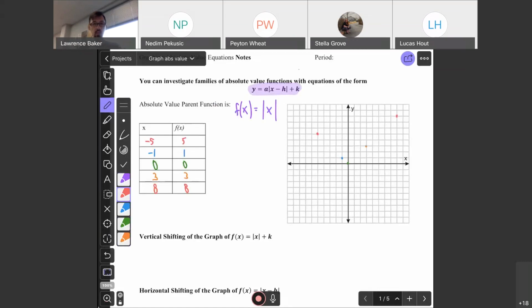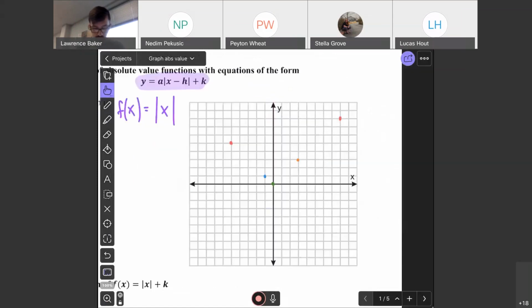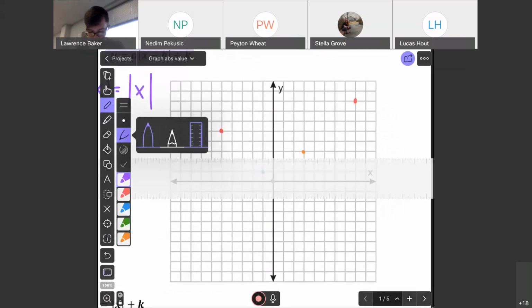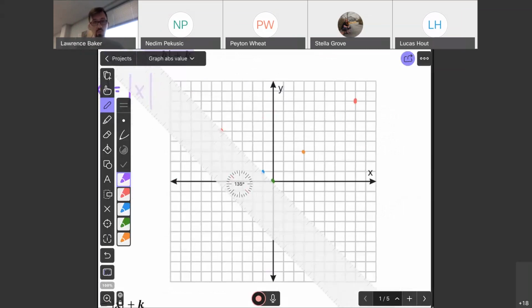To get an idea of what that function looks like, we should remember that absolute value looks like a V. So as I connect those points, we draw a nice hard V, like it's got a nice hard point on it. So using your straight edge, do that. Really, if you connect from the top left corner down to the origin, and then from the origin to the top right corner, it'll have the right line for you.